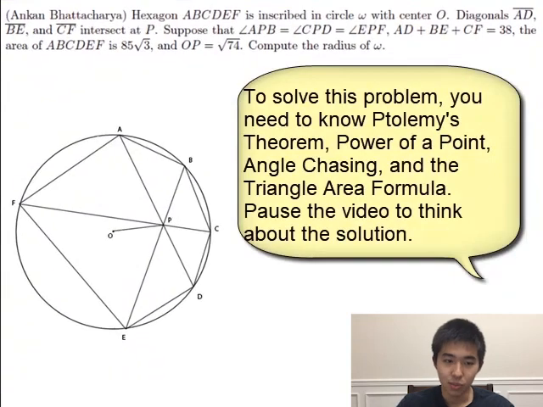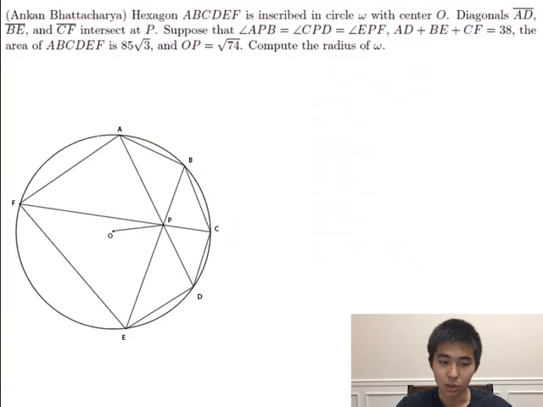So here we have a problem written by Ankan Bhattacharya. A hexagon ABCDEF is inscribed in circle omega with center O. Diagonals AD, BE, and CF intersect at P. Suppose that angles APB = CPD = EPF, and AD + BE + CF is 38, and the area is 85√3, and the length of OP is √74. Compute the radius of omega.